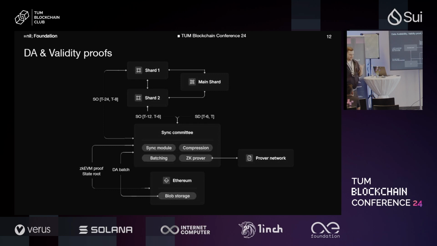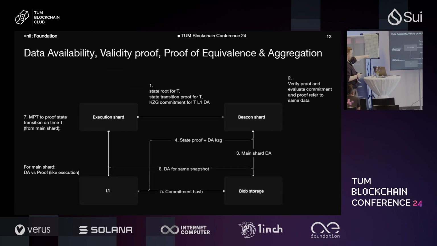How does a sharded rollup work in general? This schema can be quite complicated at first view, but I'll explain quickly what it means. In general, execution shards send their KZG commitment of the data availability to the beacon shard.